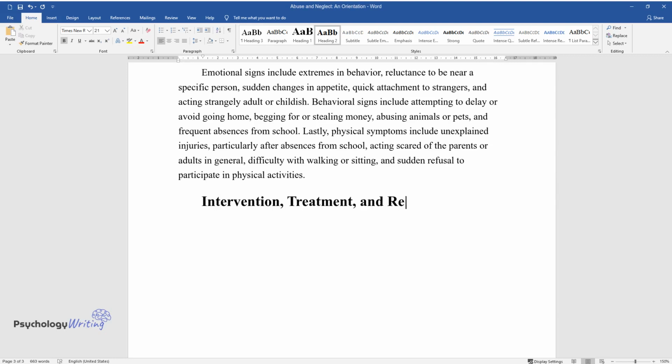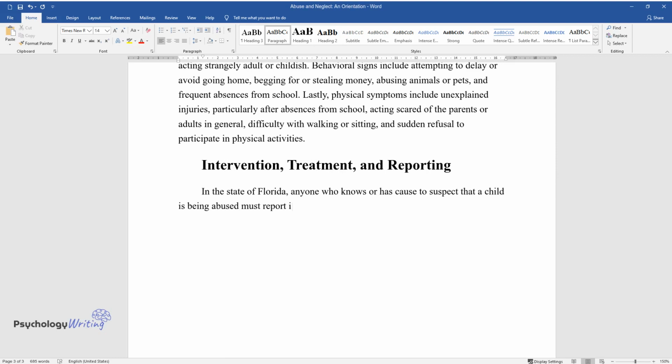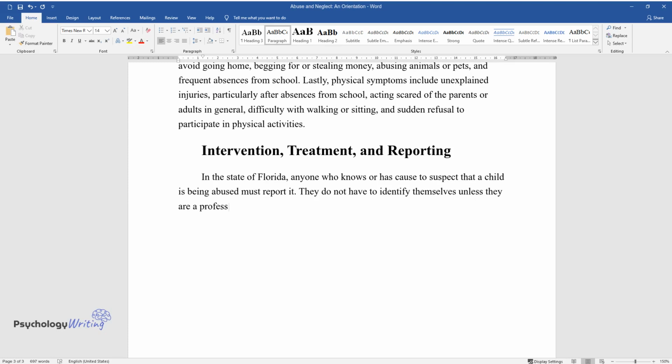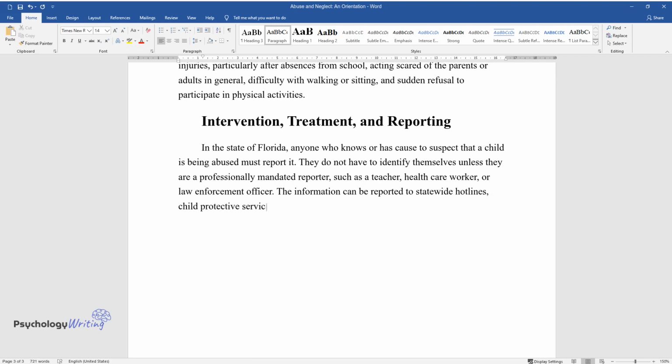Intervention, treatment, and reporting. In the state of Florida, anyone who knows or has cause to suspect that a child is being abused must report it. They do not have to identify themselves unless they are a professionally mandated reporter, such as a teacher, healthcare worker, or law enforcement officer. The information can be reported to statewide hotlines, child protective services, or law enforcement agencies.